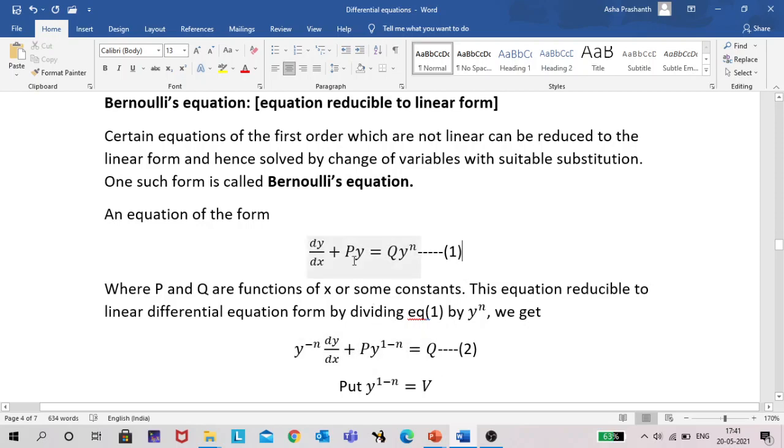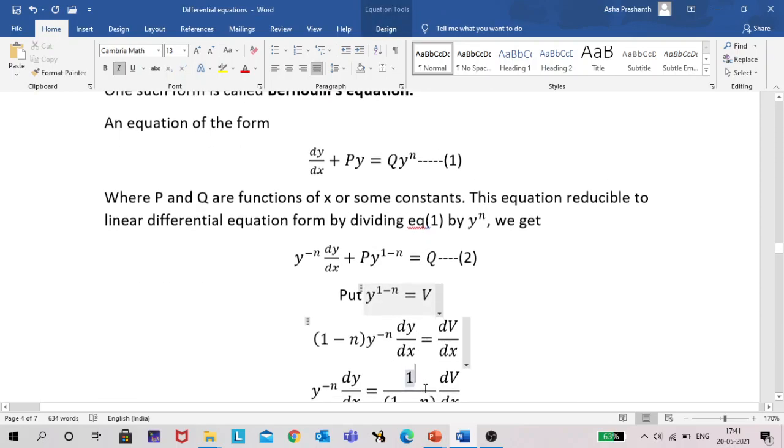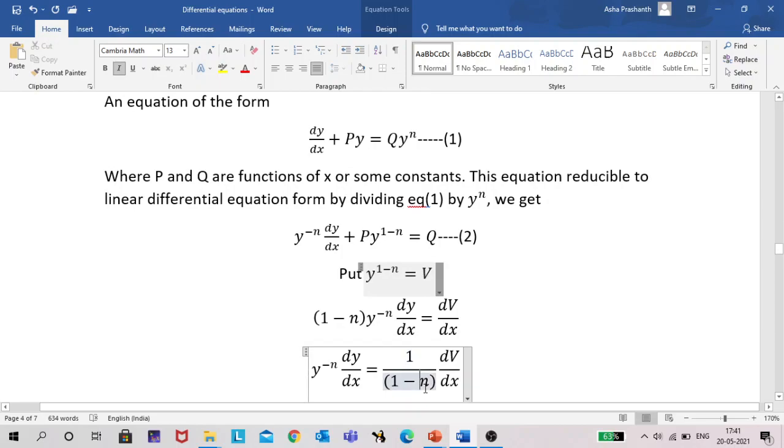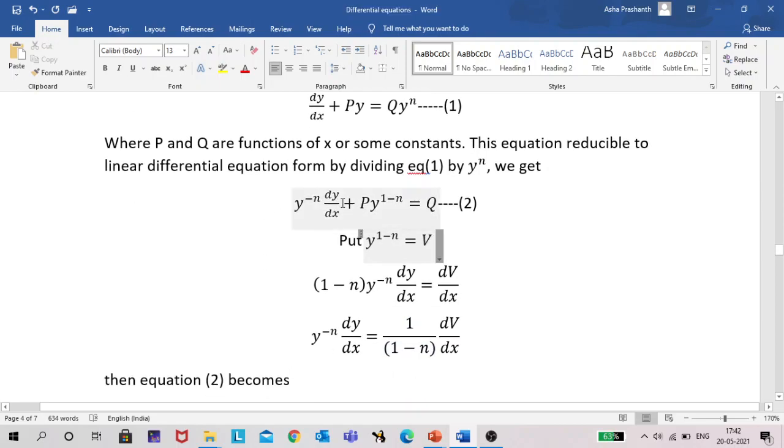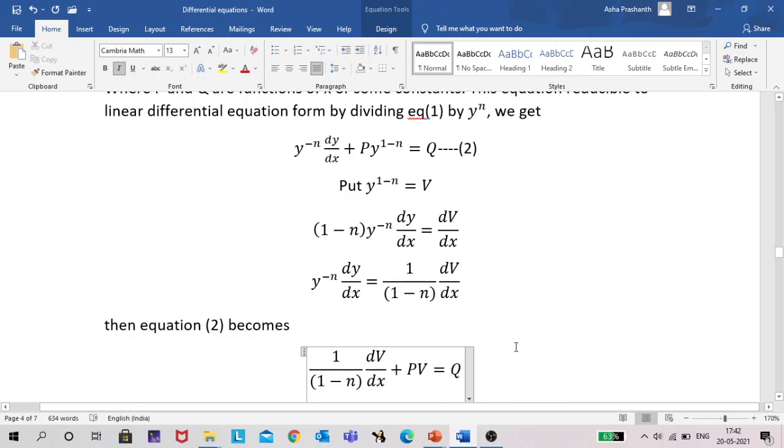After dividing the equation you will get some coefficient for p. Whatever comes, you have to take it as v. After taking that you can differentiate it, then you can replace it, and then you will get one standard form, that is the linear differential equation form.